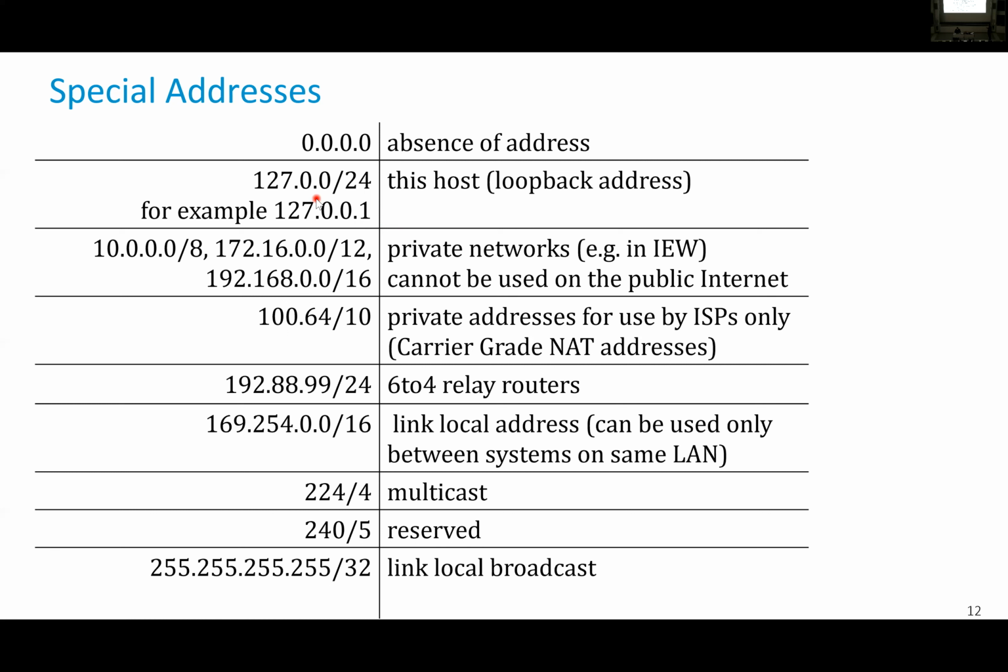Then we have those blocks that are called private networks. For example, if you connect to the EPFL VPN, you will get one of these addresses, the 10 dot something. Those are addresses that should not be visible on the public internet. If a Swisscom router sees a packet to destination 10 dot something, the Swisscom routers will say sorry, destination unreachable, and will drop it.